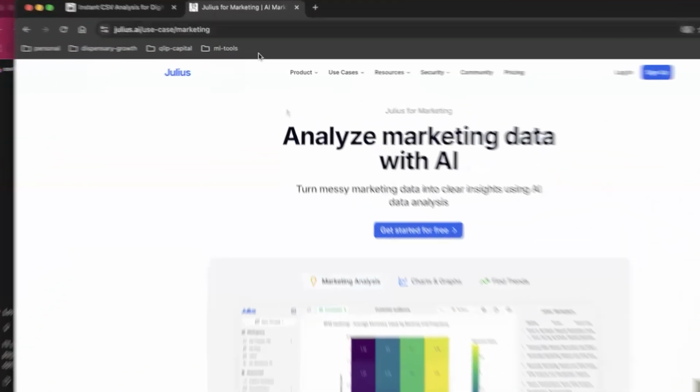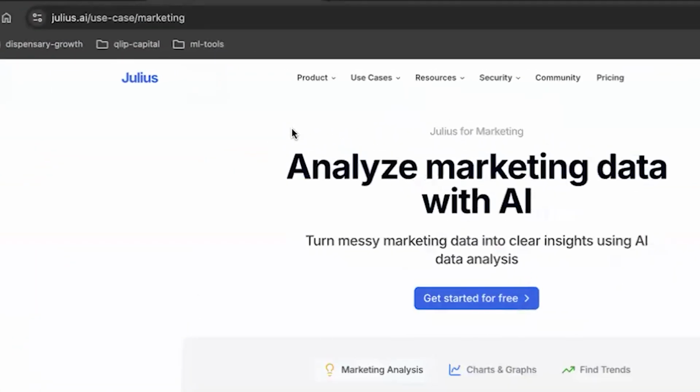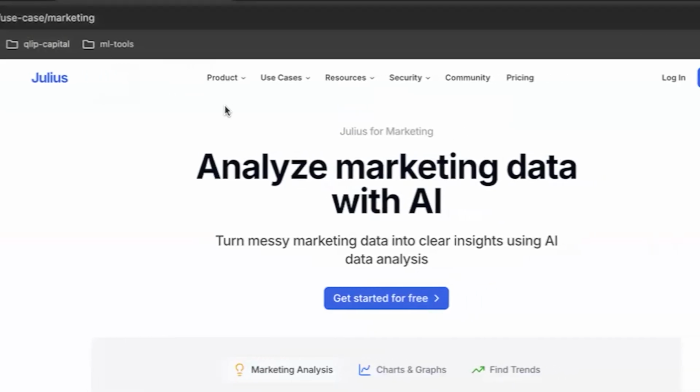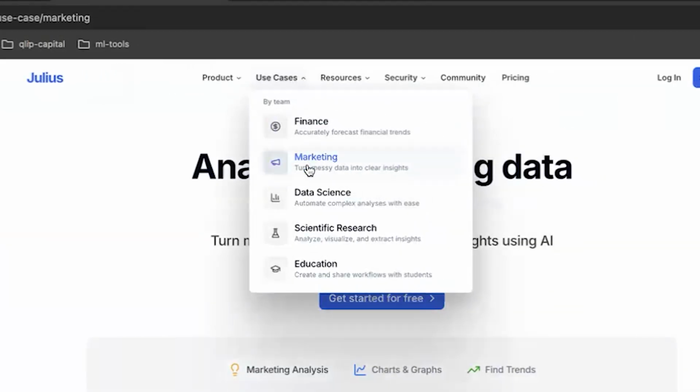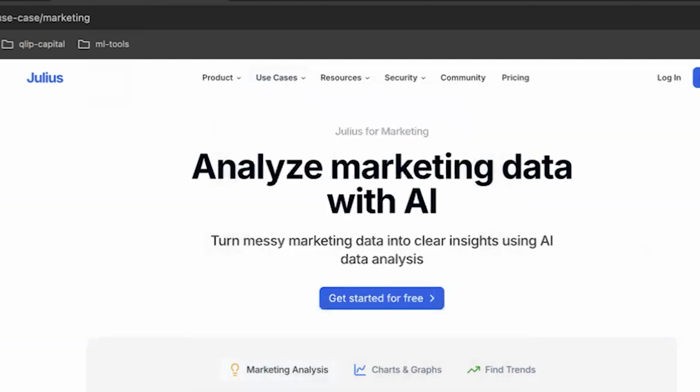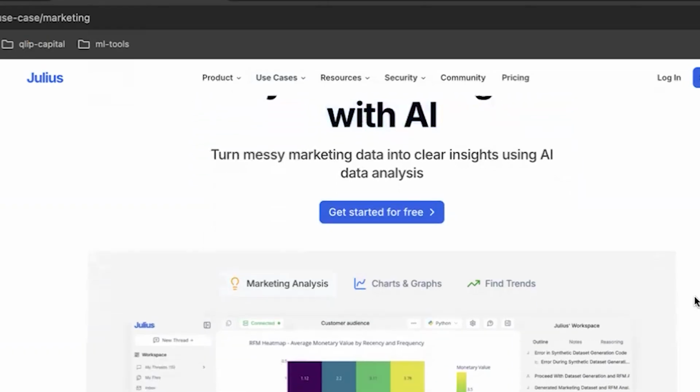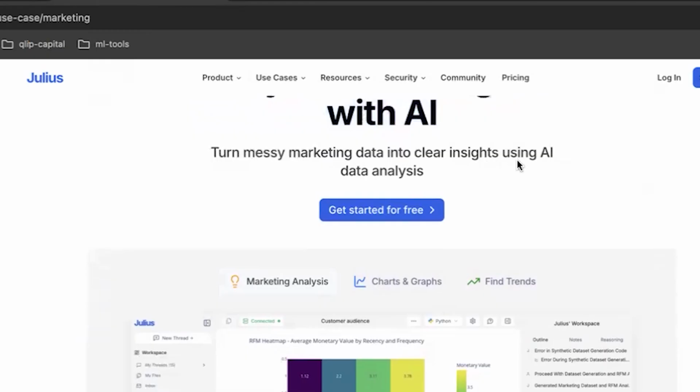So I'm on Julius, a very established player, great product. I go into use case, and then I go into marketing. You can see they have their site structure wired just like we were talking about: use case / data science / scientific research / education and analyze marketing data. So I'm guessing that's the target keyword. And then with AI, some modifier: turn marketing data into clear insights using AI data analysis, get started. So the call to action.